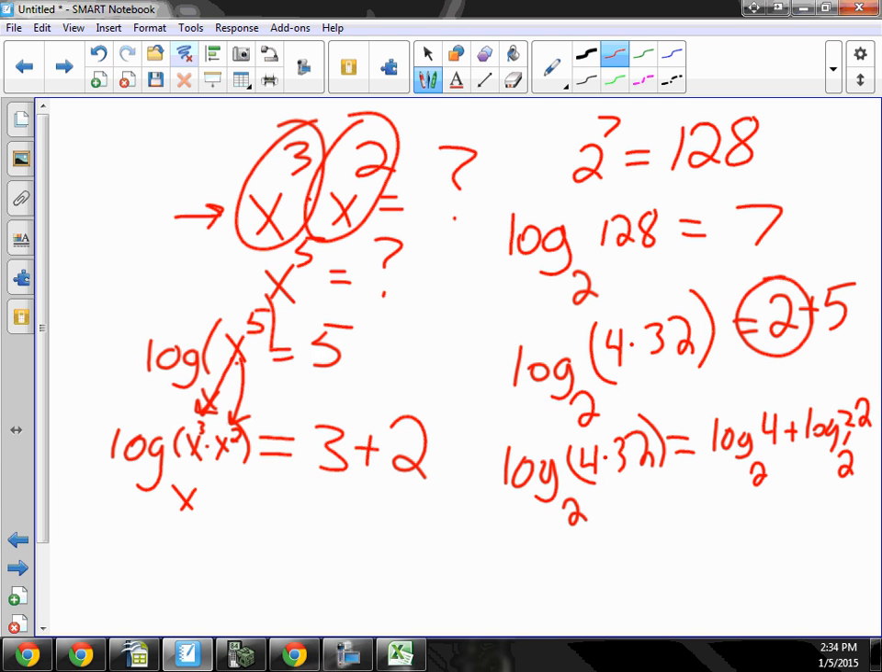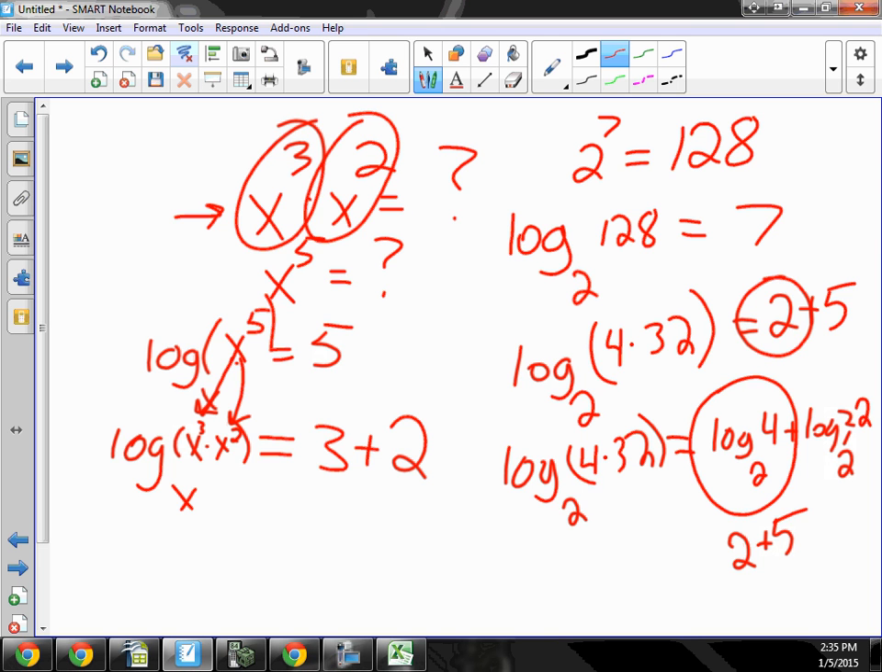If I did log base 2 of 128, it takes 7 2's to do that. But if I split the 128 into a 4 and a 32, 2 of those 2's are here, right? 2 to what power is 4? 2. And then 2 to what power is 32? 5. But the important thing is, on this side, it's 2 plus 5. And on this side, it's 4 times 32. I'll show you in a second.